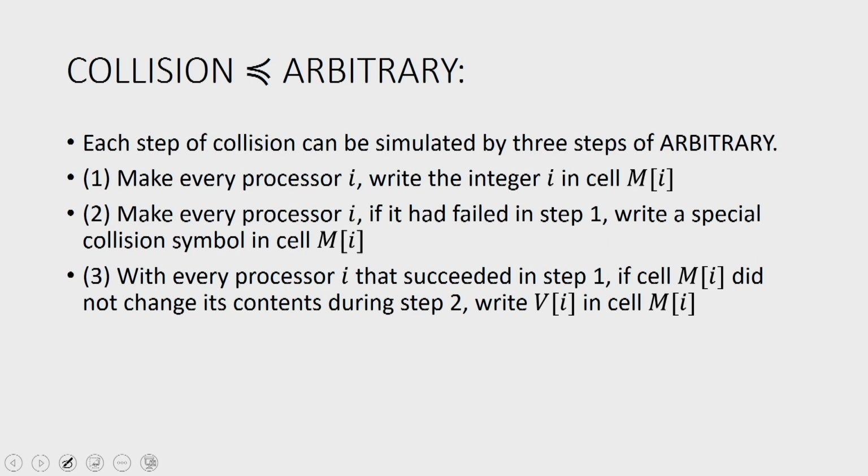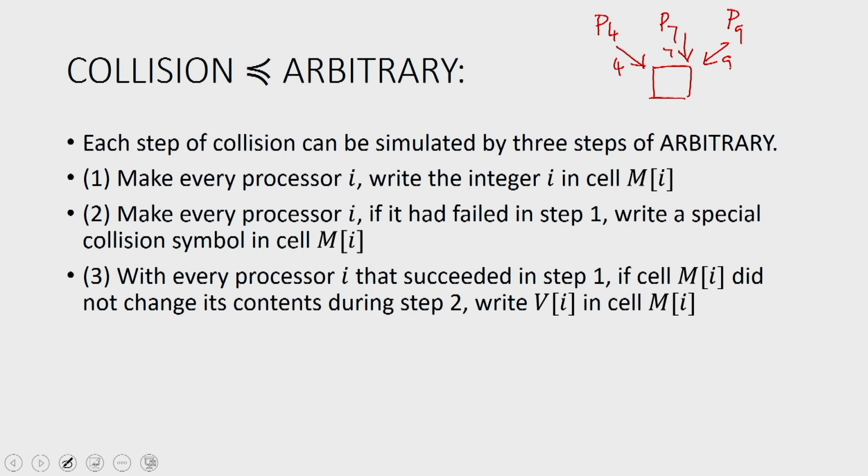So, let us say we have a set of conflicting processors. Let us say P4, P7 and P9 are all attempting to write into the same memory location. So, in the first step, all of these attempt to write their own indices in this memory location. P4 will attempt to write 4, P7 will attempt to write 7 and P9 will attempt to write 9, all in the same memory location.